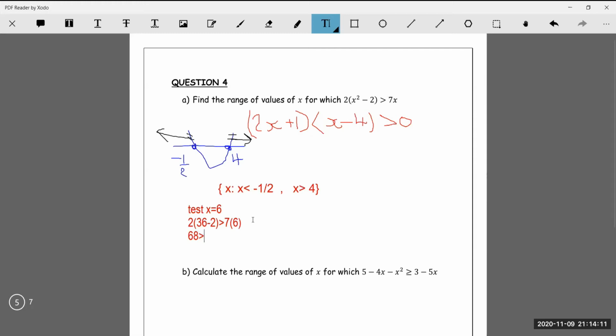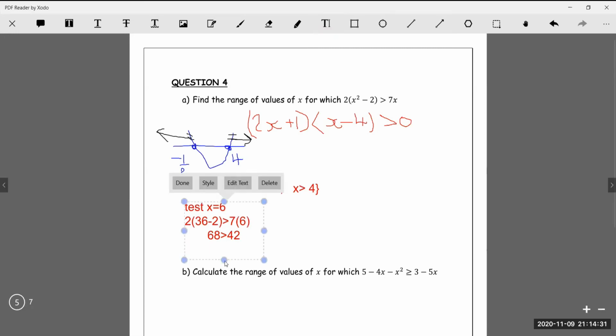And 68 is indeed greater than 42. And so what I can conclude clearly is yes, of course, this is absolutely right. All right. Now also try to test a value like maybe -2. Always try to test smaller values too. So let's test x equal -2 to see if our solution will be right.